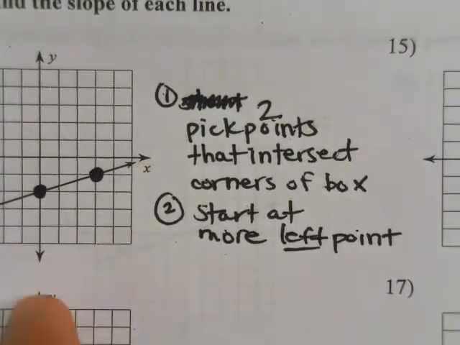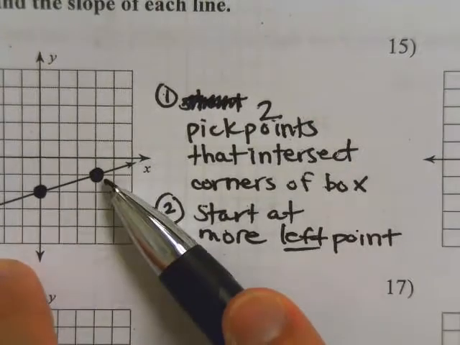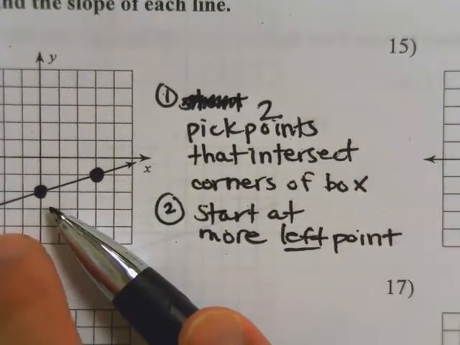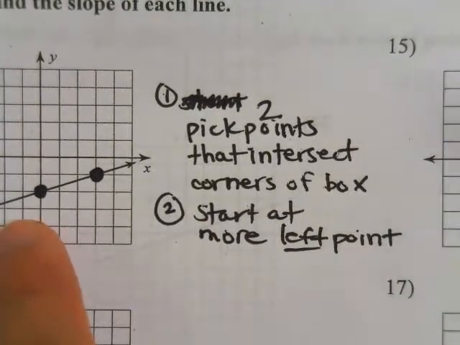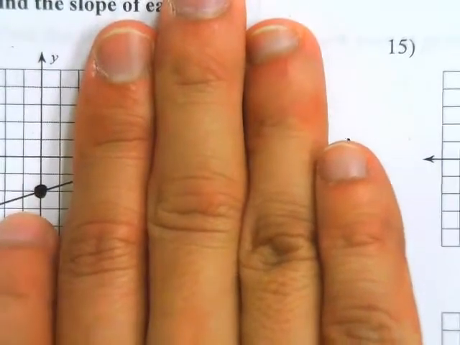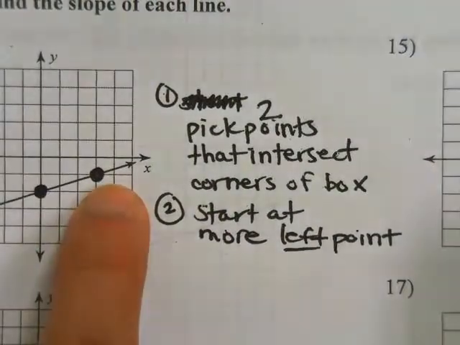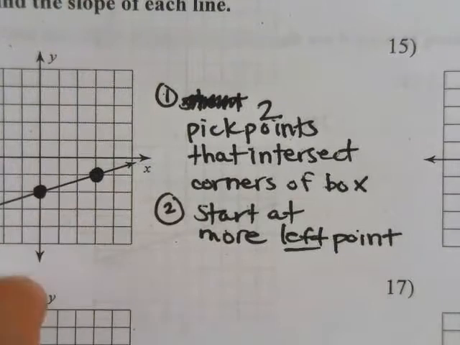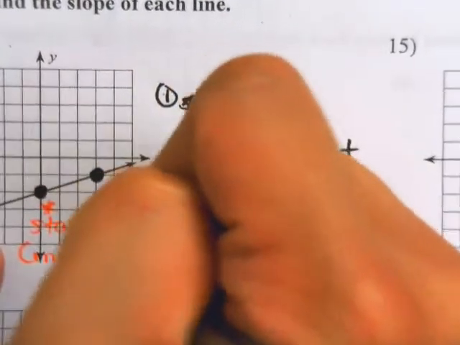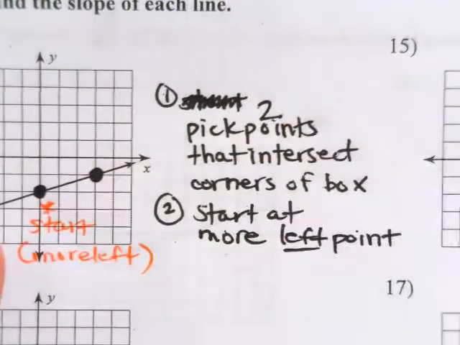So you tell me where we should start. Should we start more here on the upper side or on the lower side here? The lower side, yes, because on this lower side, it's more left. Okay, so that's where you're going to start. You're not going to start over here because this is more right. So let's start here. It's more left.